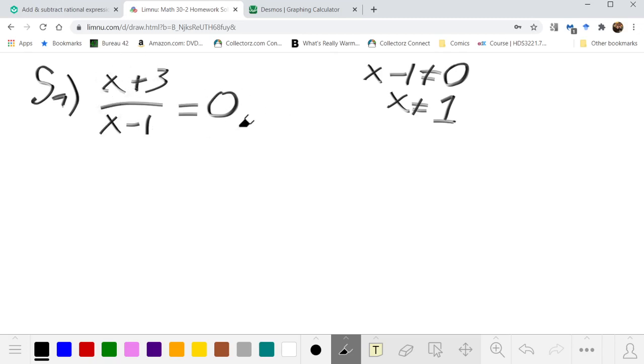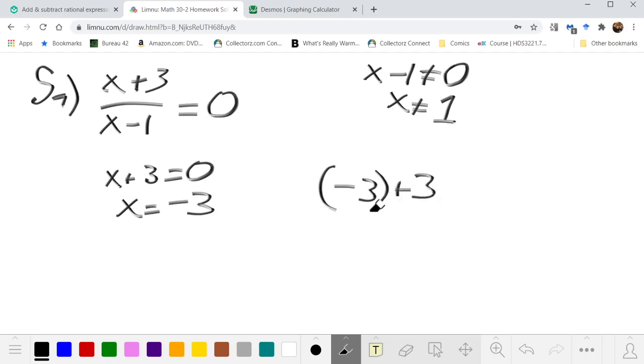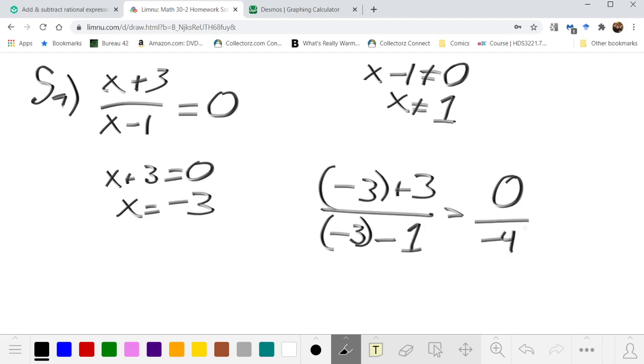Now to solve for the x value that does make this true, we can multiply both sides by that denominator, and as long as x does not equal 1, that will be perfectly valid. Leaves us with x plus 3 equals 0, or x equals negative 3. We must also verify. We verify by substituting that back into our original expression. Sorry, that's a minus 1, which gives us 0 over negative 4, which is 0, and it checks out.